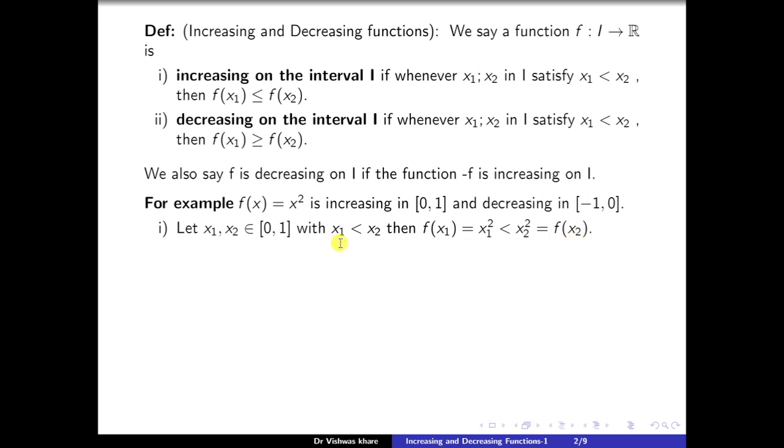That is, whenever we are having x1 less than x2, the value of function at x1 is less than the value of function at x2. So function is increasing in closed interval 0, 1.